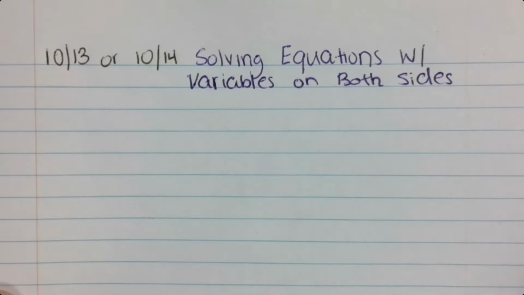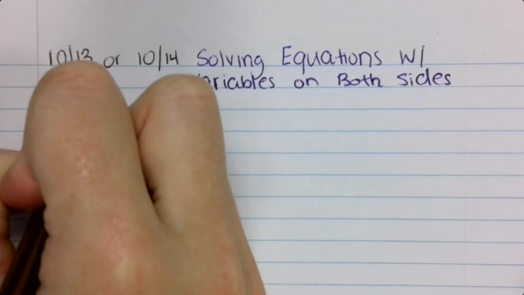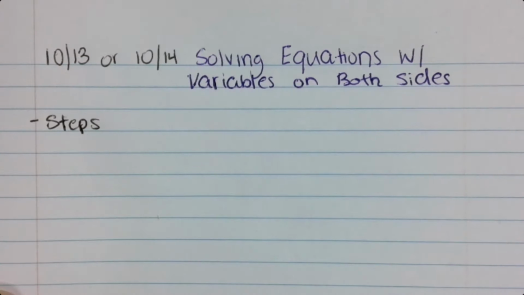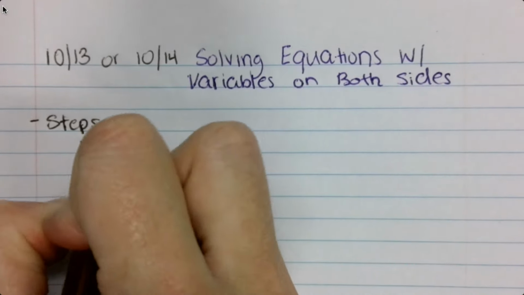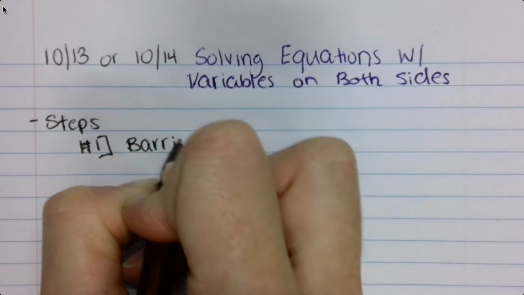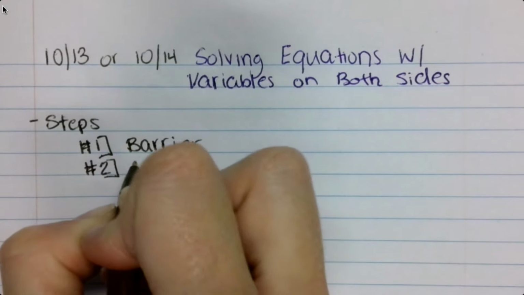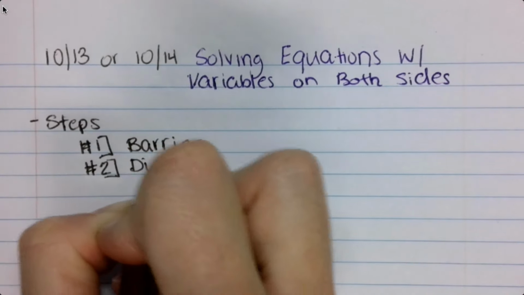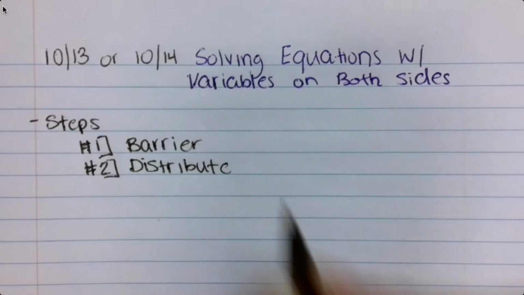that our steps are not changing. Step number 1 is going to be draw that barrier. Step number 2 is going to be distribute.